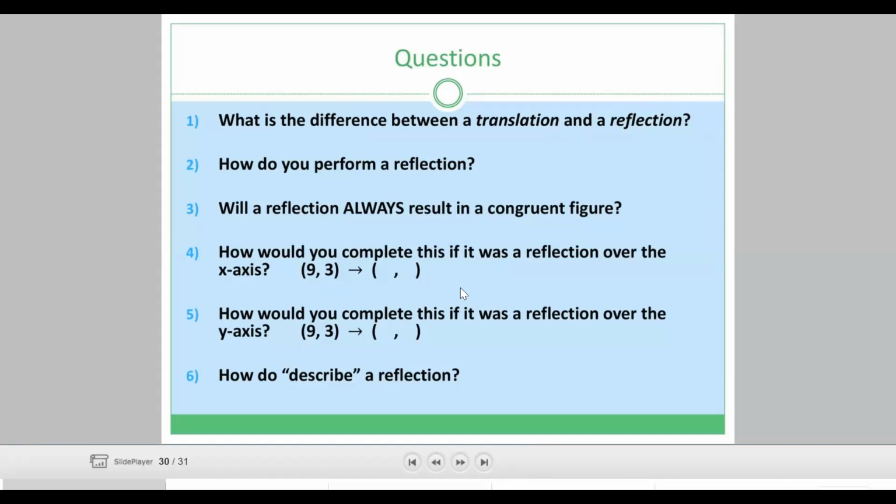The last question: how do you describe a reflection? You describe a reflection when the object and the image are pointing in two directions. Right, that's good. That's when you identify that it is a reflection. But in your exam, if they tell you describe a reflection, what would you say?